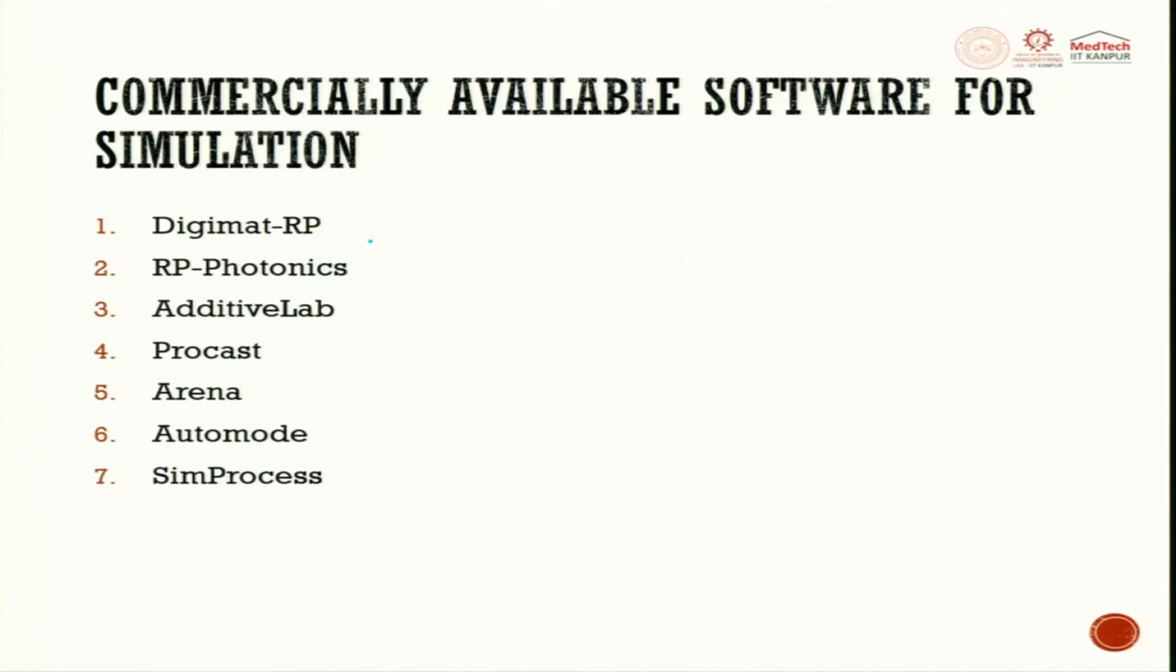Some of the commercially available softwares for simulation while doing the RP are Digimat, RP Photonic, Additive Lab, Procast, Arena, Auto Mode and Sim Process. These are all some of the softwares where you can do simulation and try to see the part, how it is getting printed.